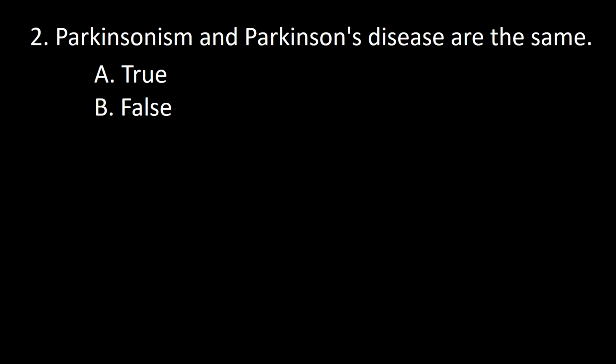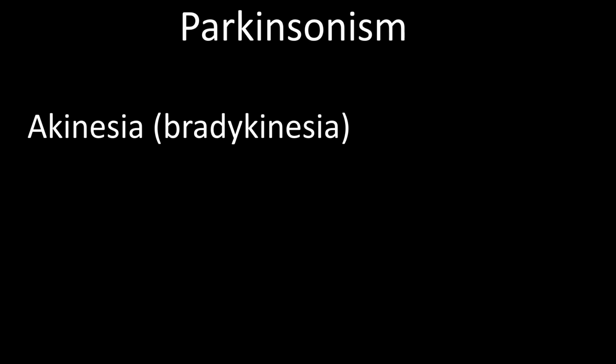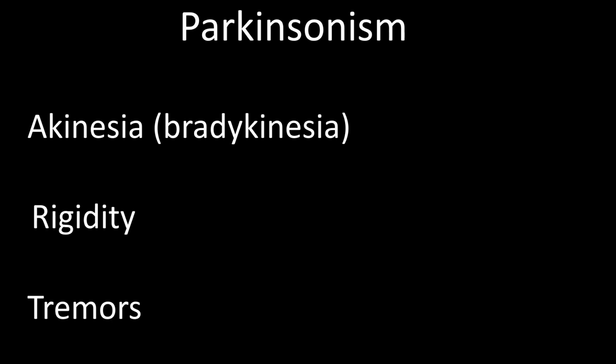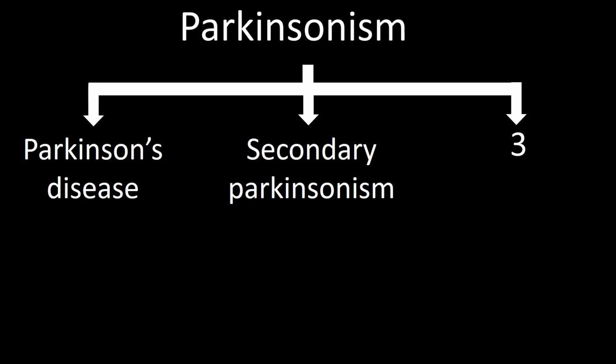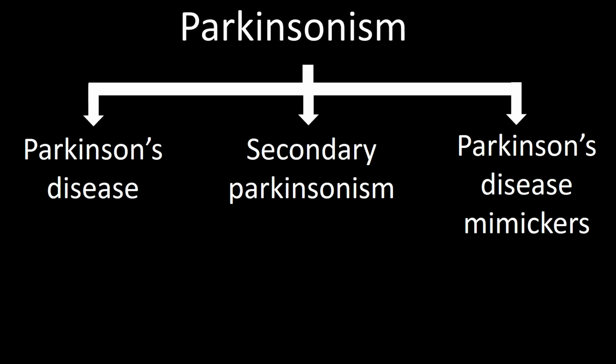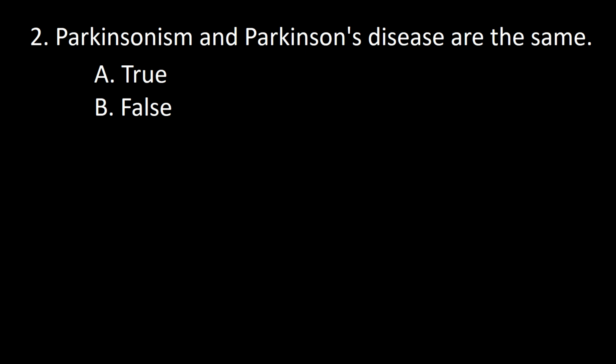Next question. Parkinsonism and Parkinson's disease are the same. A true, B false. Parkinsonism usually refers to a combination of akinesia or bradykinesia, rigidity, and tremors. In the presence of such findings, we must consider three types of conditions: Parkinson's disease, secondary Parkinsonism, and Parkinson's disease mimickers. The reason we must consider these conditions is that they have different treatments. So the answer to this question is false.